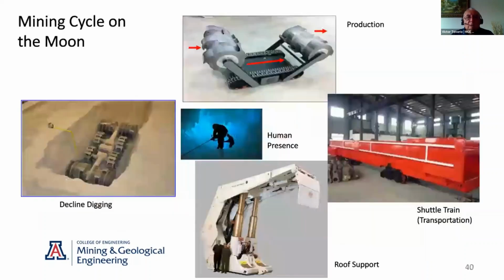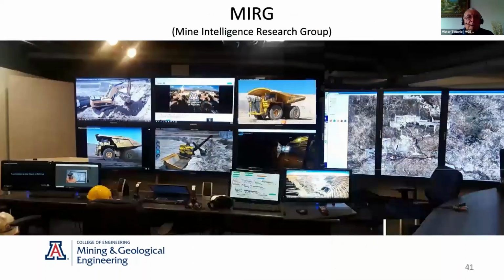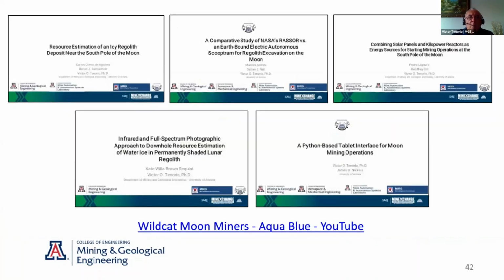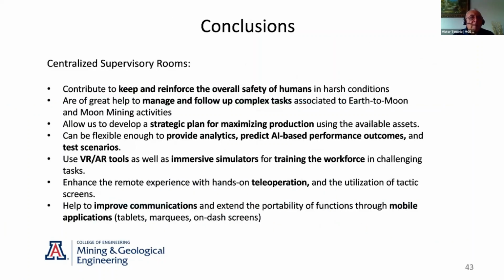So I think with this, I will be finishing. This is the control room that we have at the university, and some of the papers we have been presenting. And the conclusions are basically what we have seen. The main thing is the safety of humans, and the other is to manage complex tasks and use all the tools for maximizing production and improving communications and teleoperation and other things. Well, that's it for now.